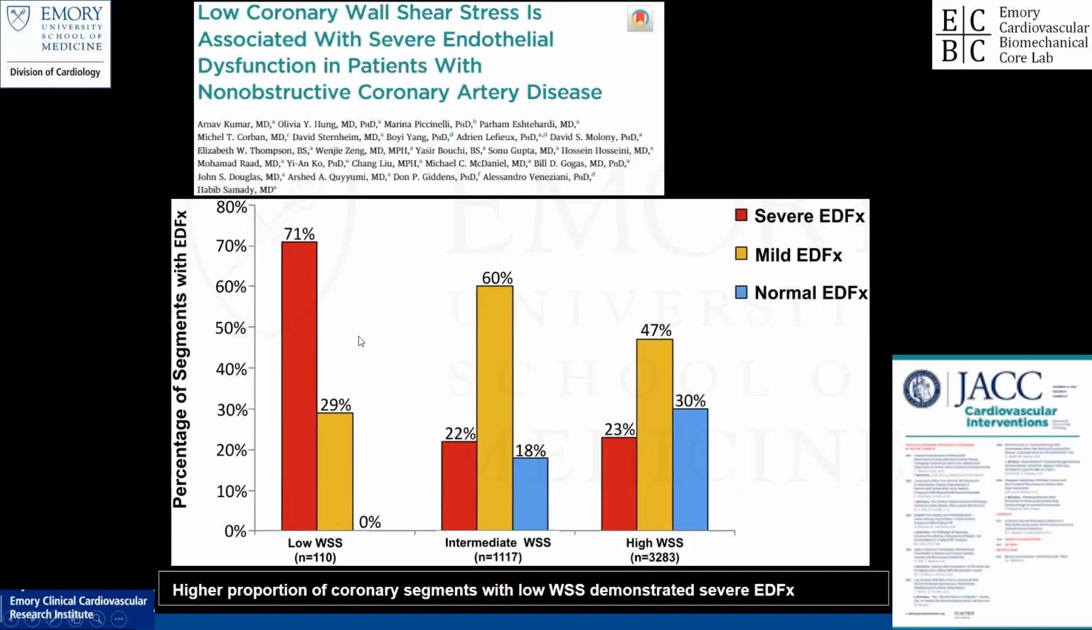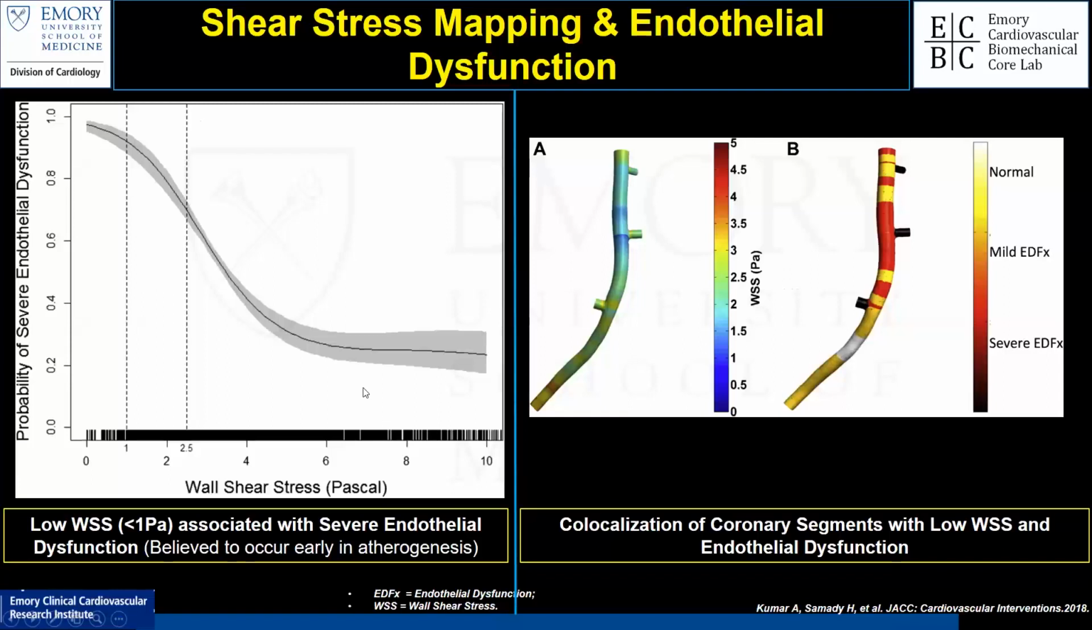Using these novel computational techniques, we found that as much as 71% of coronary segments with low shear stress demonstrated severe endothelial dysfunction in patients with non-obstructive coronary artery disease. As you can see, fascinatingly, absolutely no coronary segment with low shear stress had normal endothelial function. In this nonlinear graph, we can see that the probability of endothelial dysfunction increases to 95% in the coronary segments that demonstrate low shear stress.